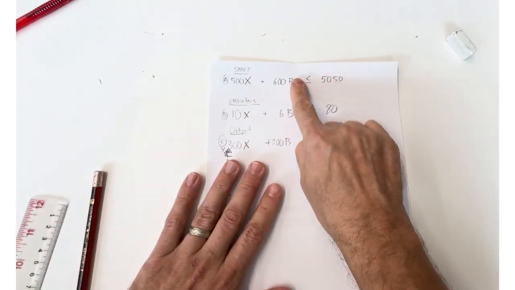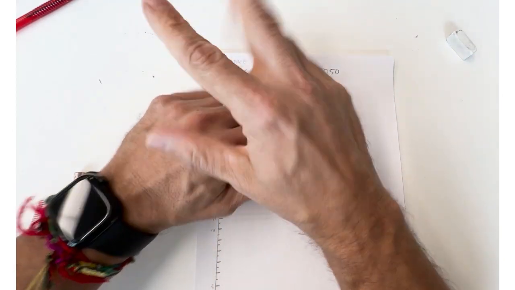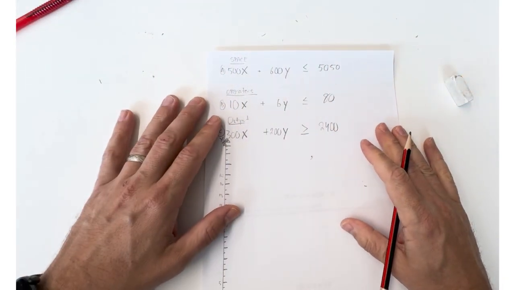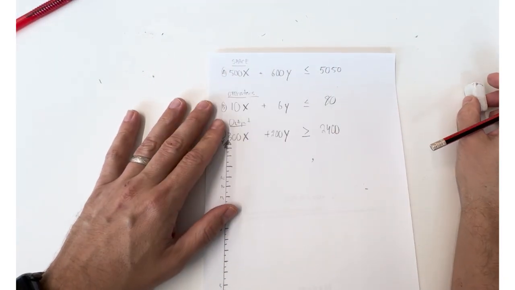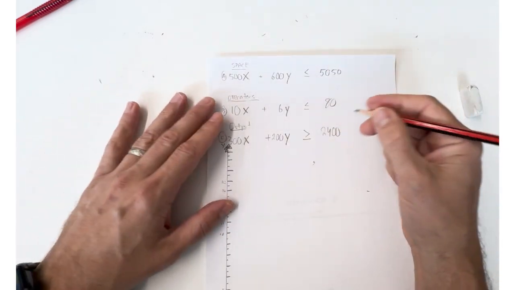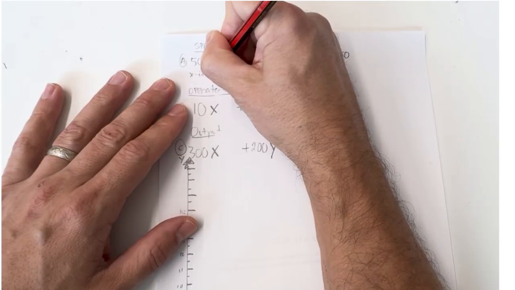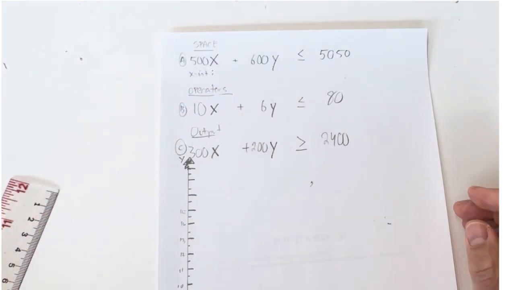Wow! And then again, more movie magic. The B's will become Y's. Okay, so what I'm going to do here is, again, just make X zeros and Y zero to find the X and Y intercepts. So for line A, my X intercept is going to be when Y is 0.